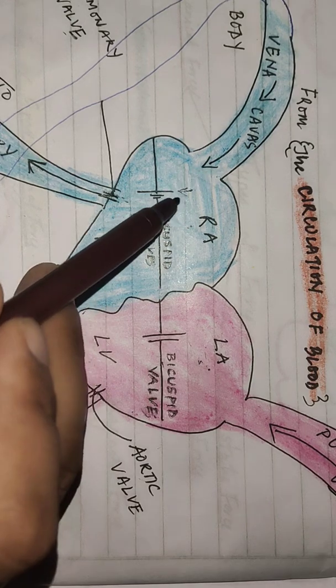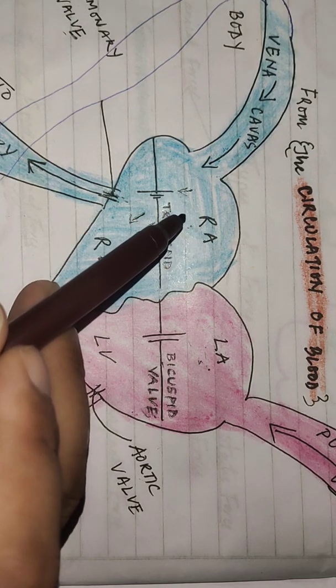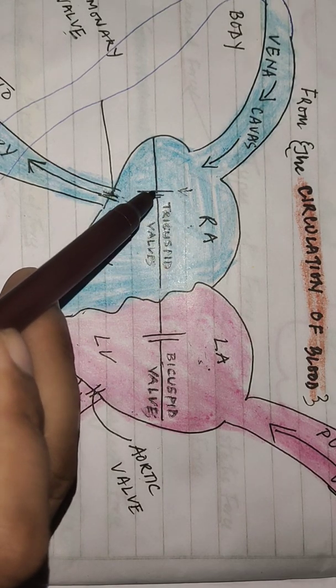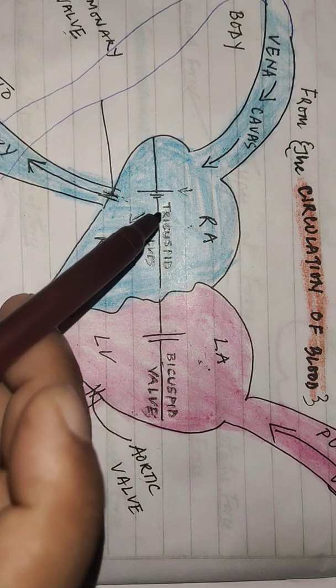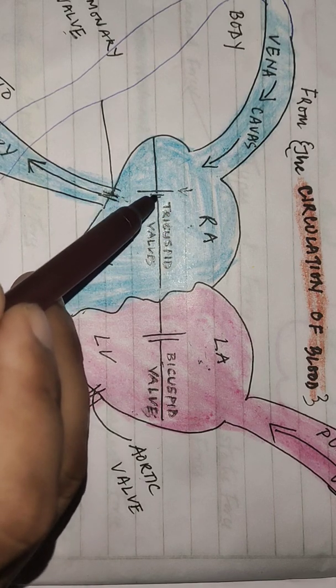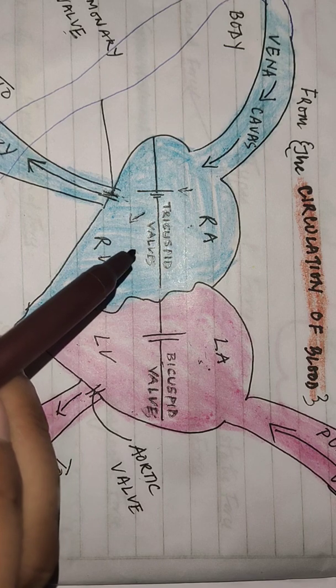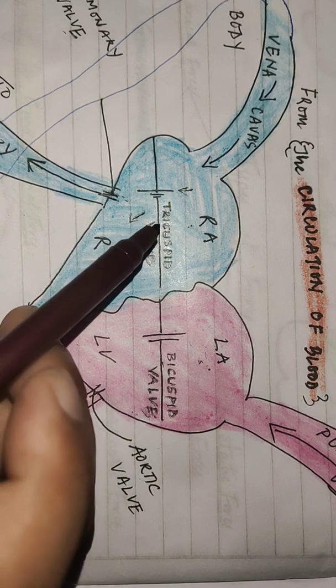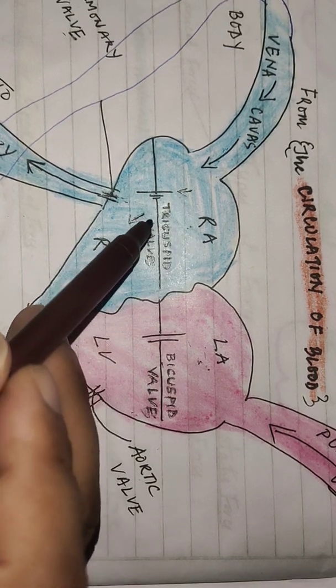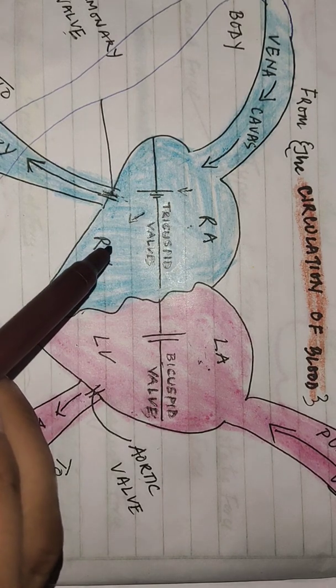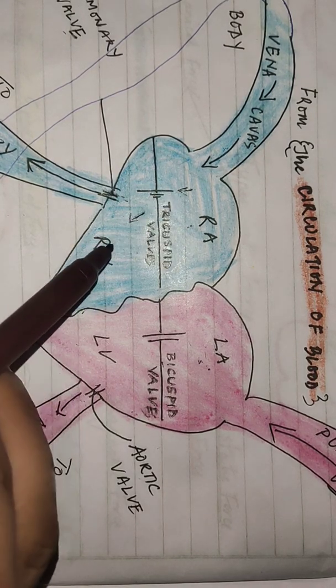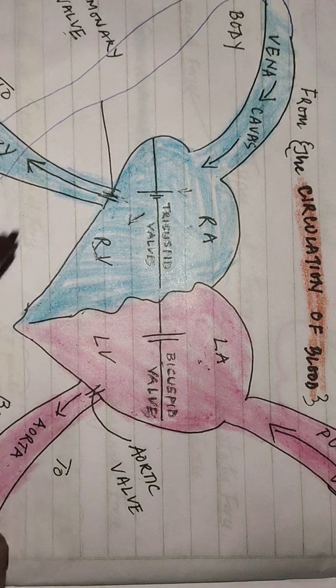Once the blood enters the right atrium, then it passes through the tricuspid valve. All right, now this closes, and the main function of this valve is to prevent the backflow of blood. The blood, after passing through the valve, enters the right ventricle.